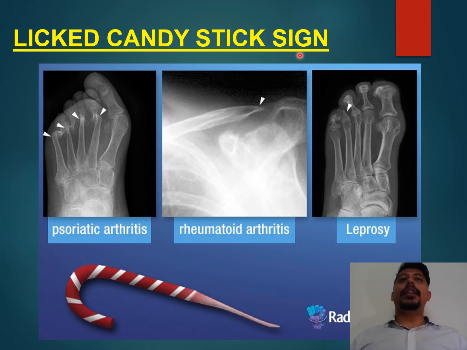Licked candy stick sign. This can be seen in psoriatic arthritis, rheumatoid arthritis, or leprosy also. So we can appreciate this licked candy-like appearance here in the heads of the metatarsals, on the lateral end of the clavicle in rheumatoid arthritis, and even in leprosy on the distal phalanges.